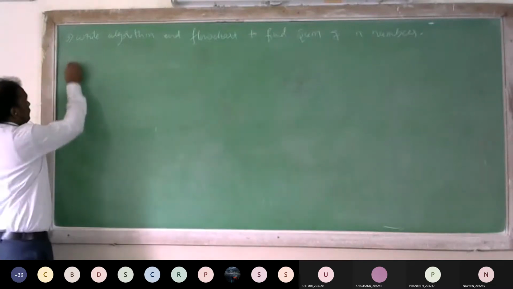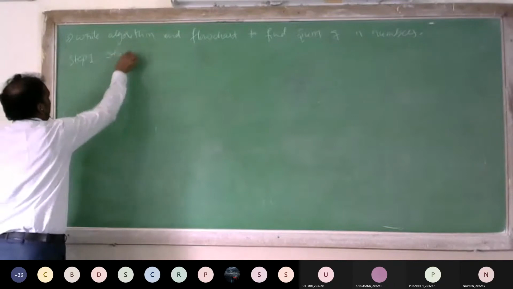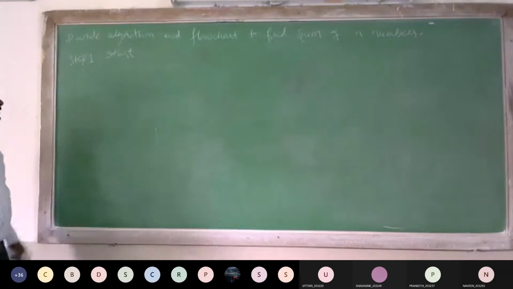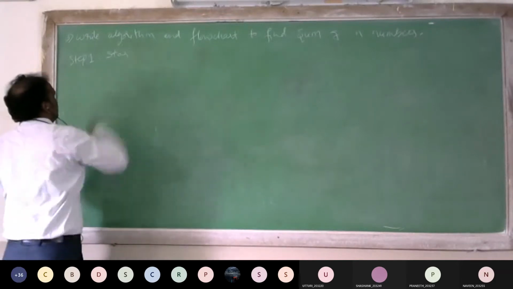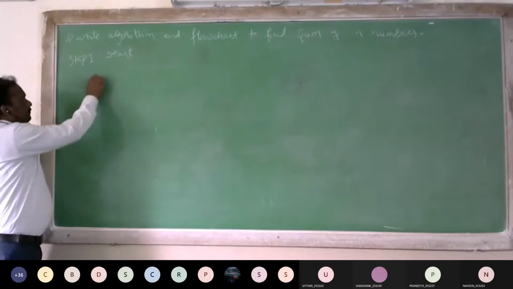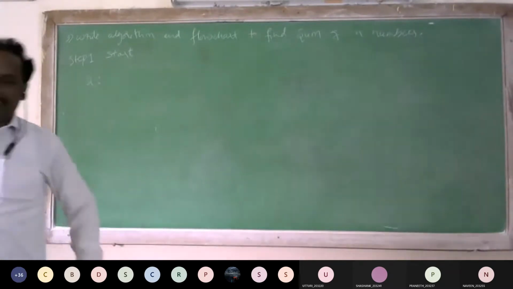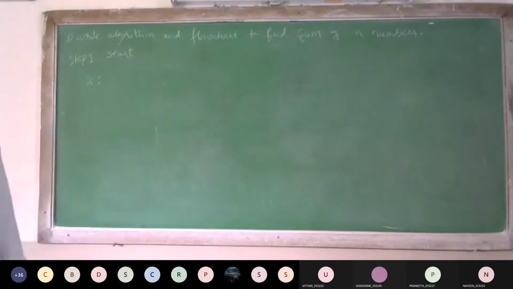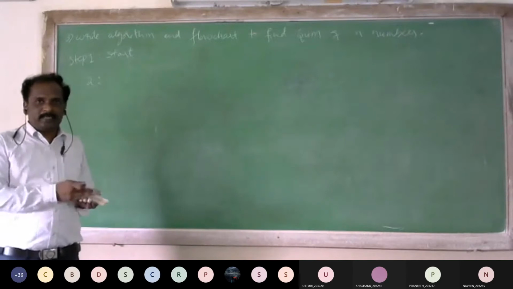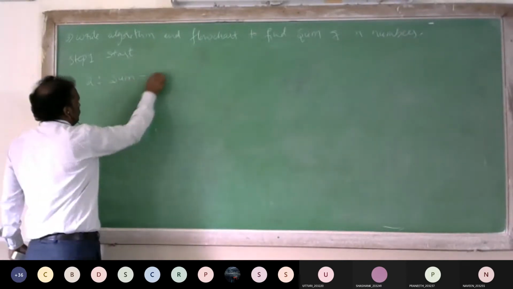So algorithm, step 1. Step 1 will always be start. What is the second step? If you have not started finding the sum, the initial value of the sum will always be 0, because we have not started adding the numbers. So initialize sum is equal to 0.